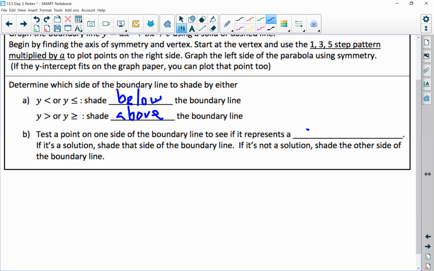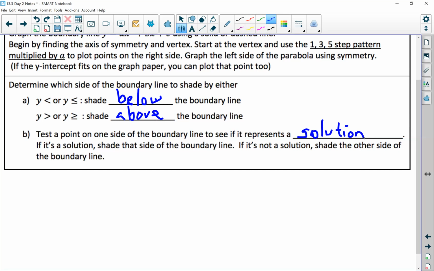We could pick a point that's not on the boundary, because if it's on the boundary, it's going to make the equation equal. So we want to pick one not on the boundary and see if that point is a solution. If it is, we shade on that side of the boundary. If it's not, shade on the other side.